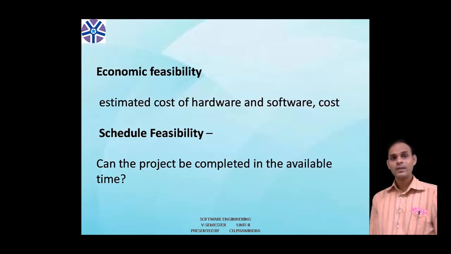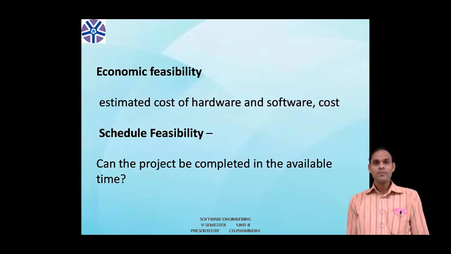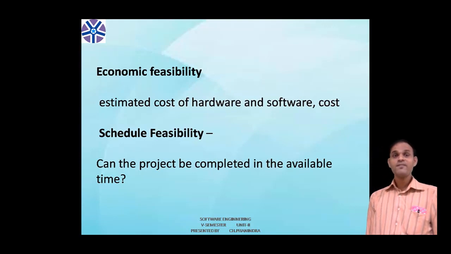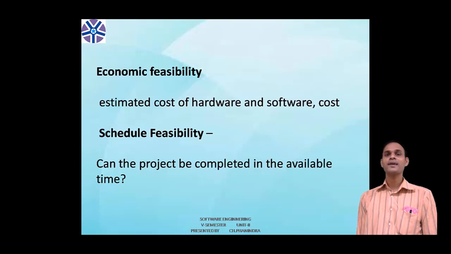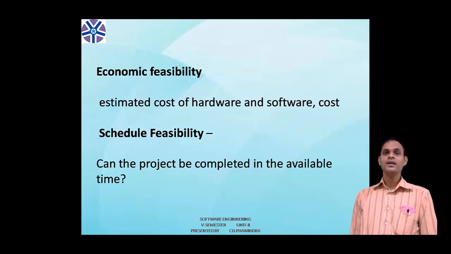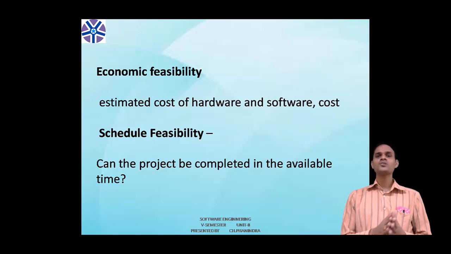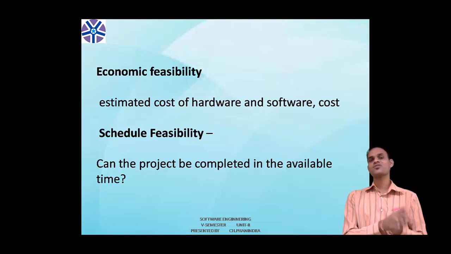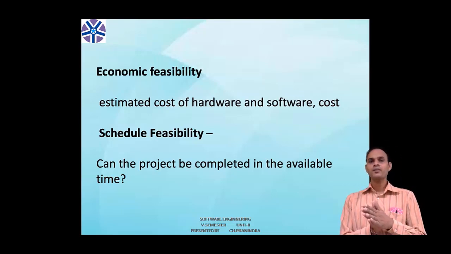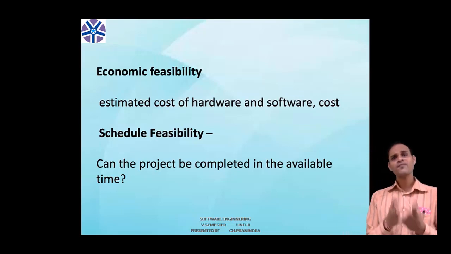Next one, economic feasibility. Economic feasibility consists of the financial aspects, for example financial gains for an organization. We have to estimate the cost of the hardware and software, and the cost of performing feasibility. These are the parts of economic feasibility.